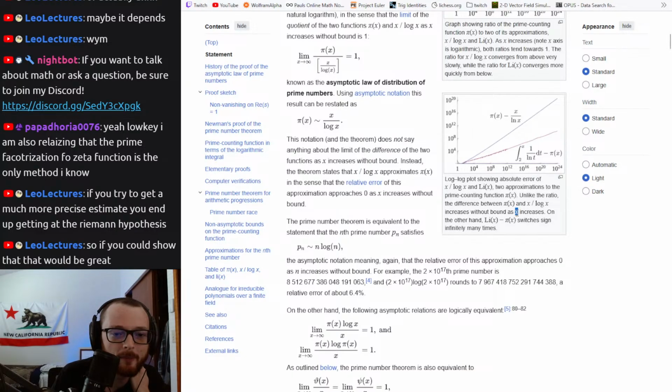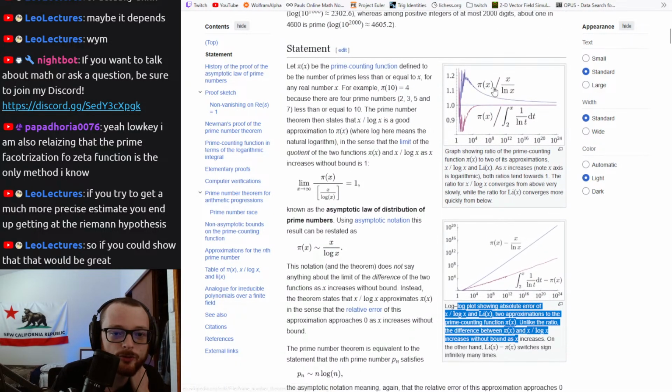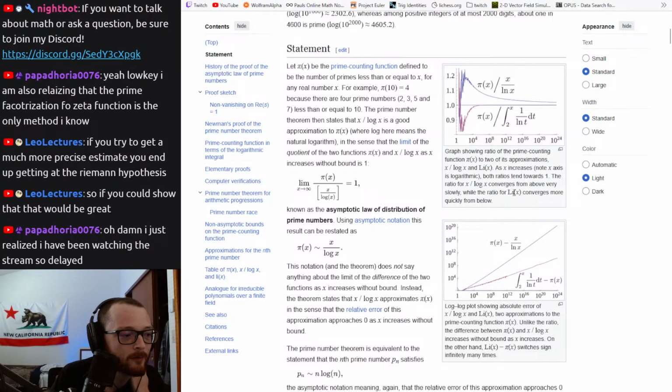Wait, isn't this really bad? Wait, so why are the ratios converging but not the differences? That's weird. If you try to get a much more precise estimate, you end up getting at the Riemann hypothesis. So if you could show that, that would be great.